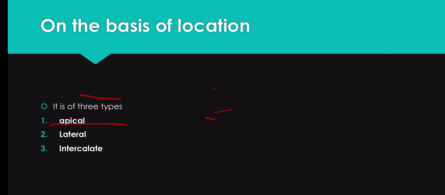Firstly, we will discuss the apical meristematic tissue. Apical primary meristem is located in growing points, that is root and shoot apex, responsible for primary growth, resulting in increase in length. Next is lateral, situated in older parts parallel to the long axis of the organ. These divide and are responsible for increase in girth, that is secondary growth. For example, cork cambium and vascular cambium.